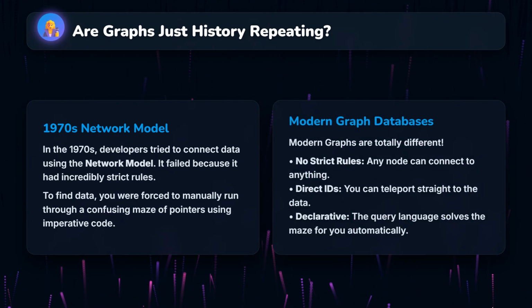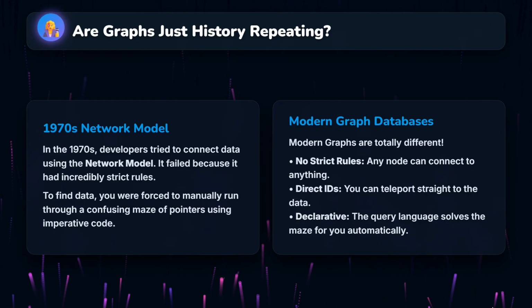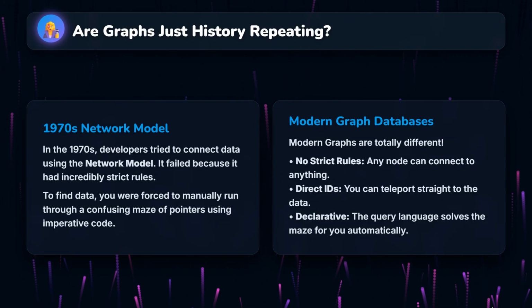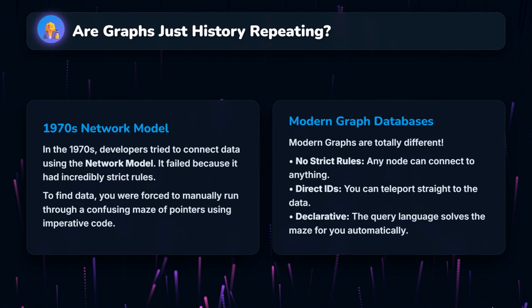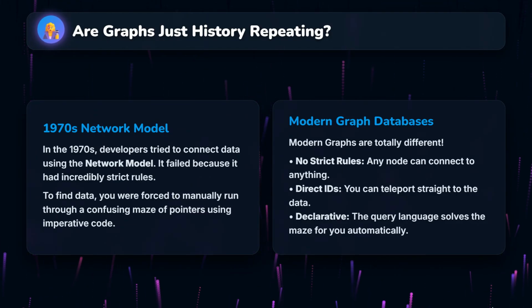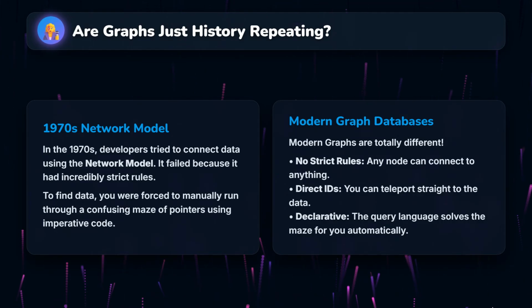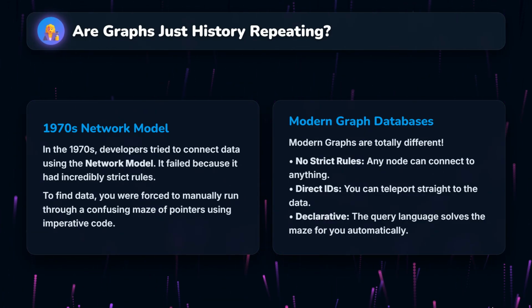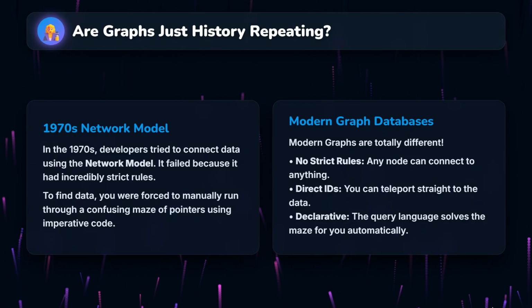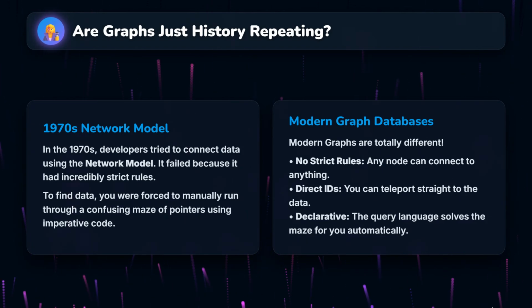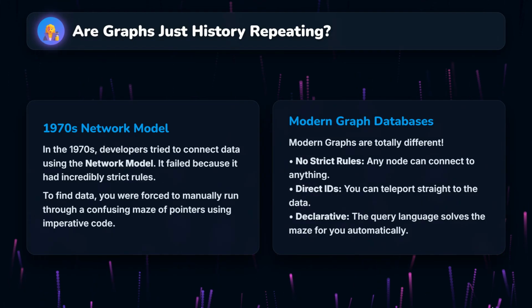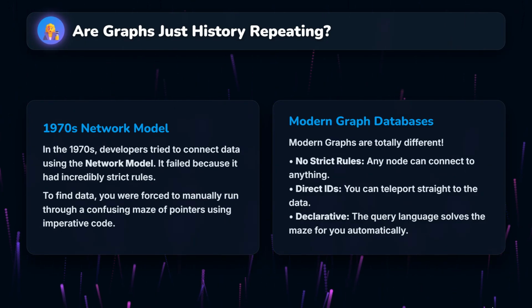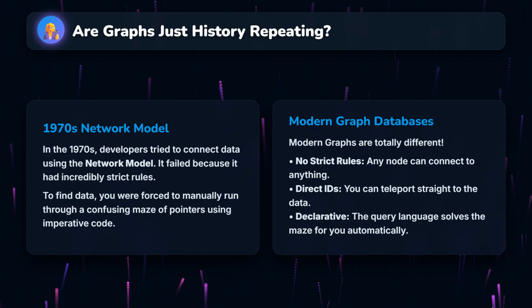Here is why the old 1970s network model failed, and why modern graphs succeed. In the 70s, your database had incredibly strict rules, called a schema. You could not just connect things randomly. If you wanted to find data, you literally had to write imperative computer code to manually drive your way through a confusing maze of hard drive pointers. It was a nightmare. Today, modern graph databases have zero strict rules. Any node can connect to literally any other node on the fly.